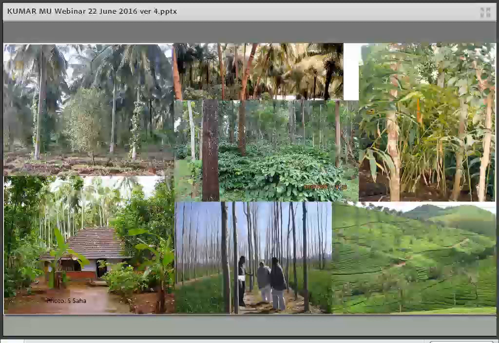the poplar-based agroforestry, which is practiced in the Indo-Gangetic plains of India, in an area of about 5 million hectares. Then you have various kinds of agroforestry systems such as tea and coffee in association with shade trees, planting of cardamom in the understory of natural forests, and coconut-based agroforestry systems. These are some of the examples of the diverse kinds of agroforestry systems practiced in India.